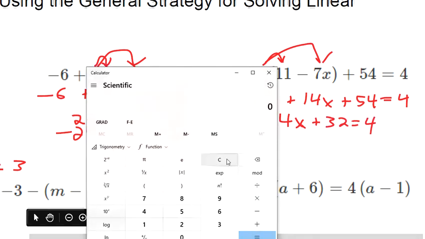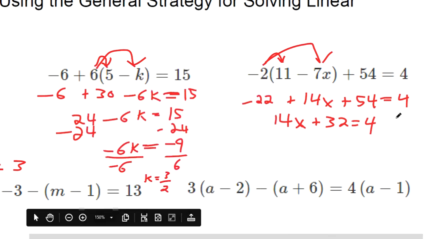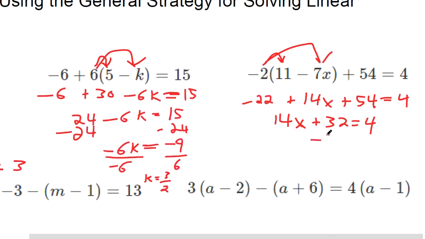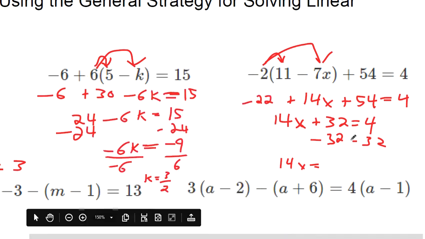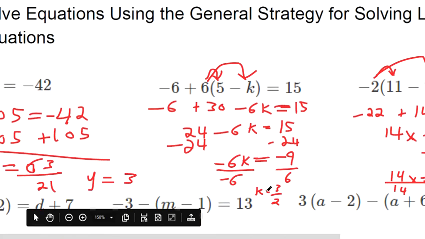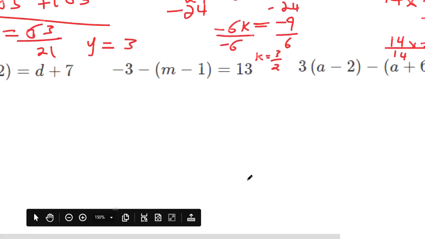Just double check. And then trying to get x by itself, you want to subtract 32 from both sides. So you get 14x equals 4 minus 32. That makes negative 28. And now, final step, divide both sides by 14. So x equals negative 2. Alright, let's see what else we can find.